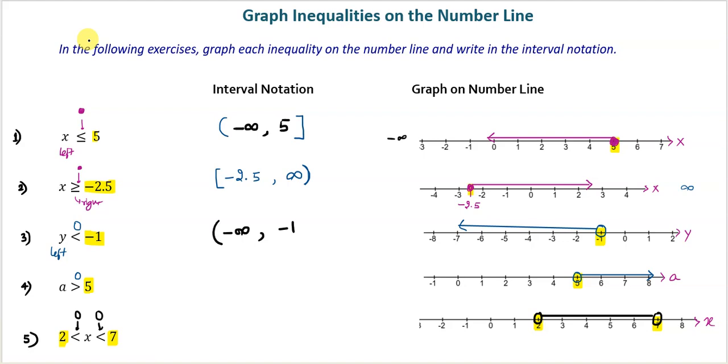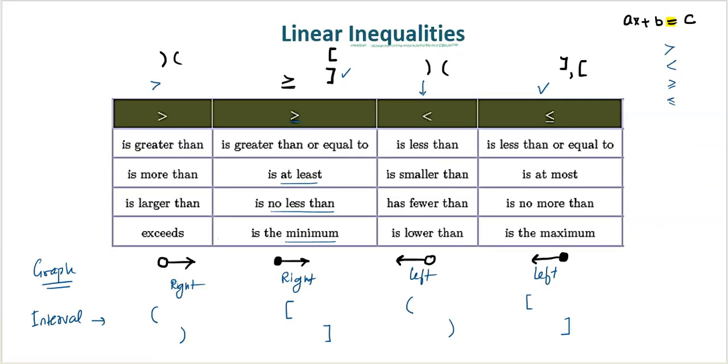Okay, minus infinity. So it is open from here. And since there is no equal, it means it's open from here also. See, when it is greater than or equal, it's open.